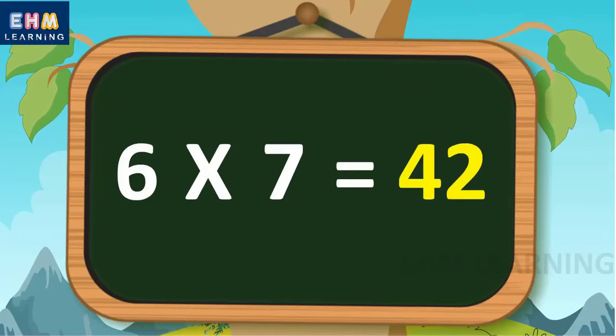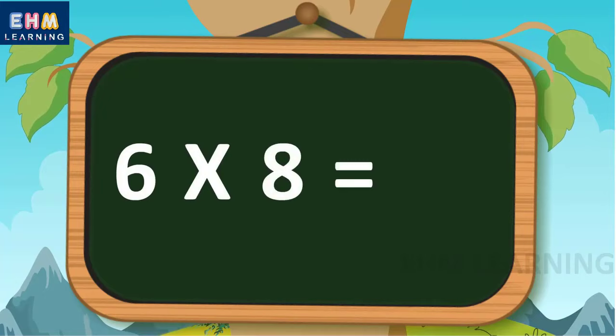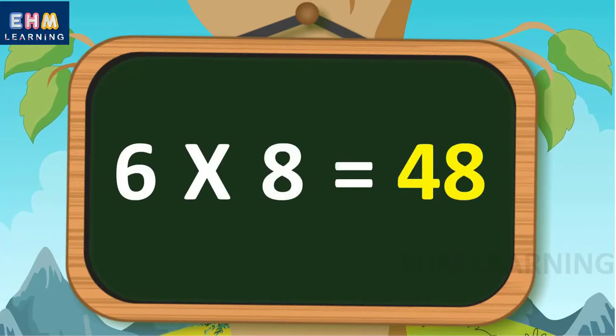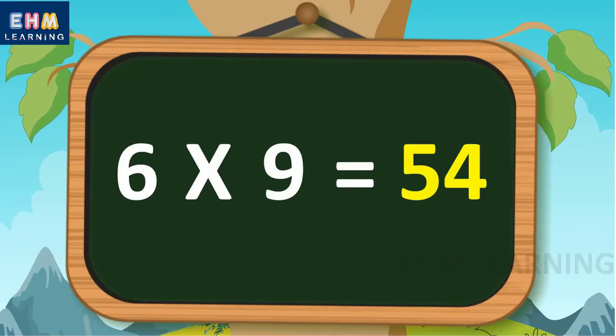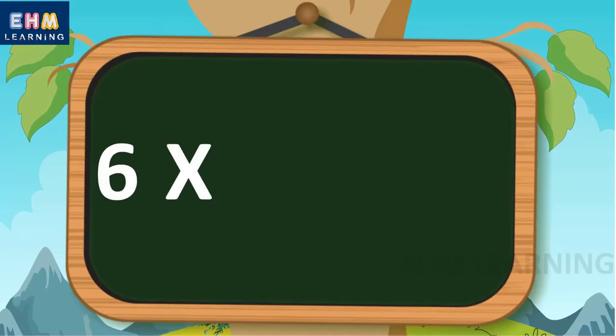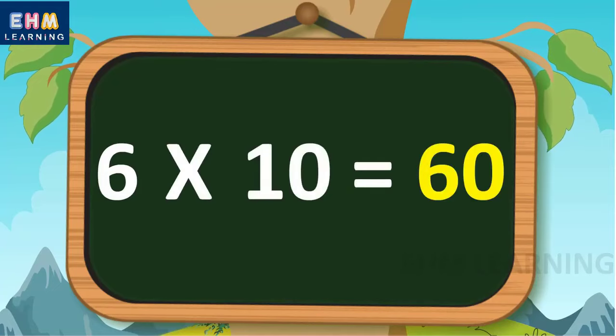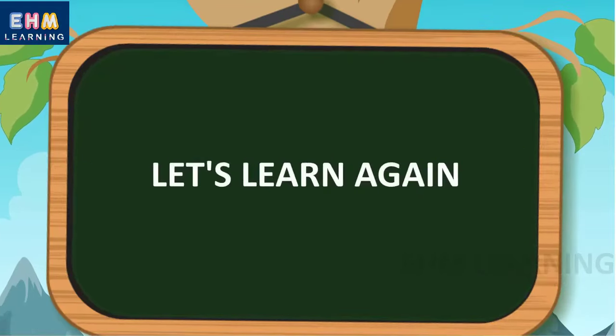6 sevens are 42. 6 eights are 48. 6 nines are 54. 6 tens are 60. Let's learn again.